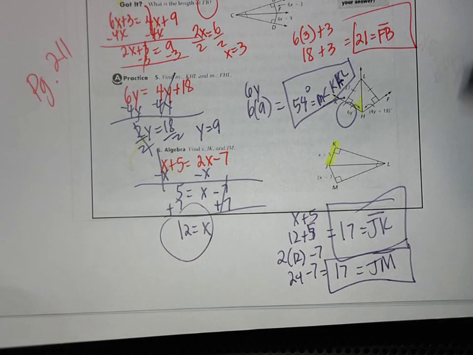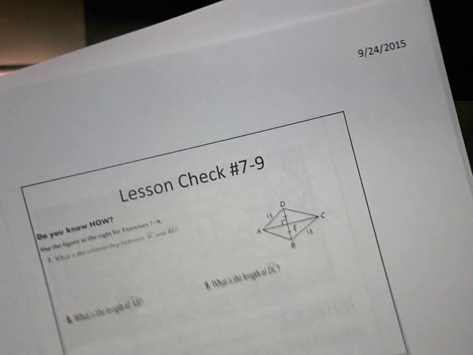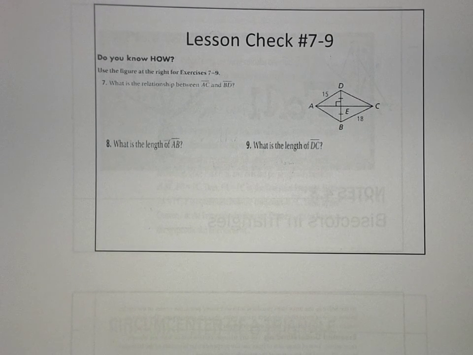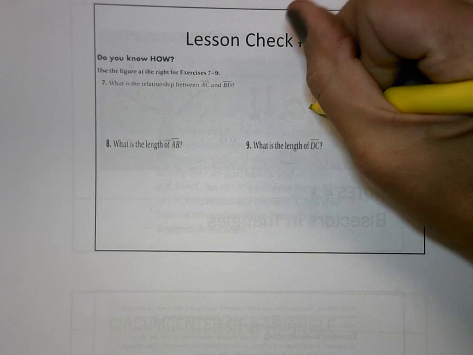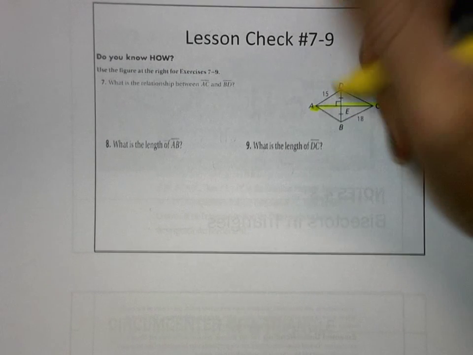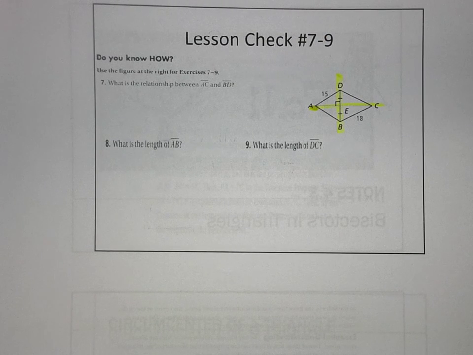Okay, together we're going to do a few problems. So we're going to do the lesson check, numbers 7 through 9. Number 7, it says, what's the relationship between, and I think it's always a good idea to highlight things, and it's saying between AC and BD. Okay, so in your groups, talk about it. What is happening? What's the relationship between those two lines?